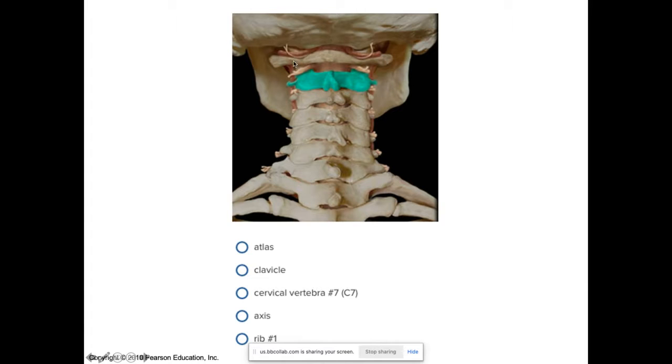Okay, and then the transverse processes go outward on the sides. Transverse process. Spinous process. C1 does not have a spinous process. It has a posterior arch and an anterior arch, but there is no spinous process.